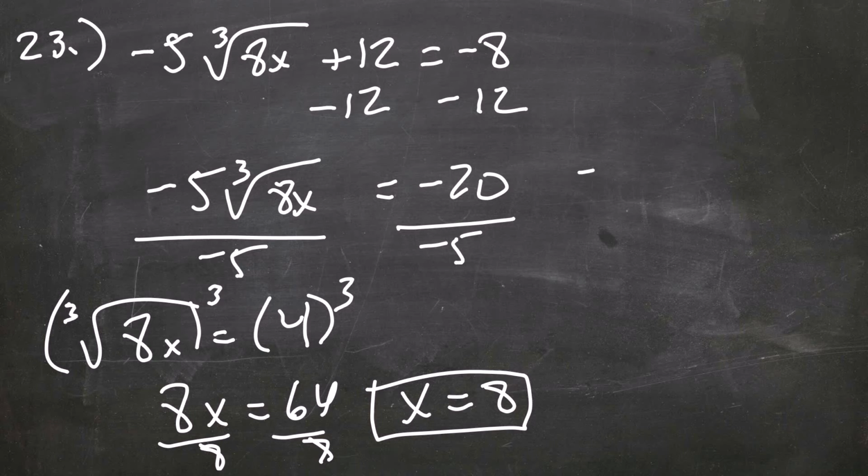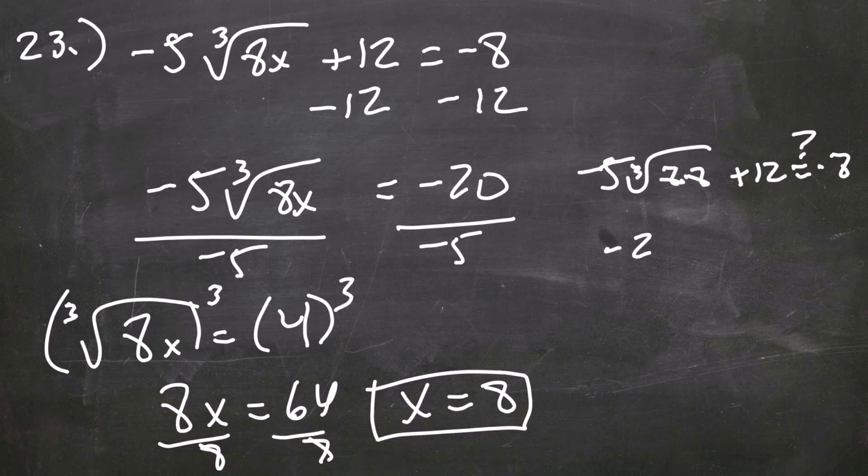Now I have to check it. Negative 5 times the cube root of 8 times 8 plus 12. Does that equal negative 8? I don't know if that's true. 8 times 8 is 64. Cube root of 64 is 4, so I get negative 20 plus 12. Does that equal negative 8? It does, so that's a good answer. That's it for 23.